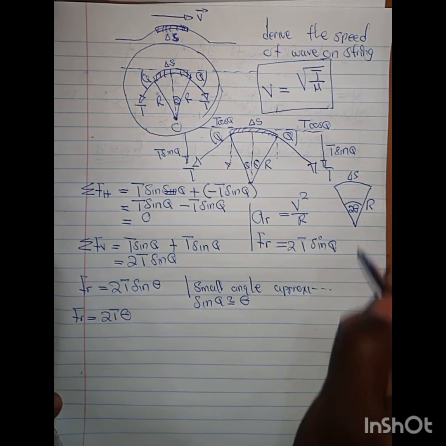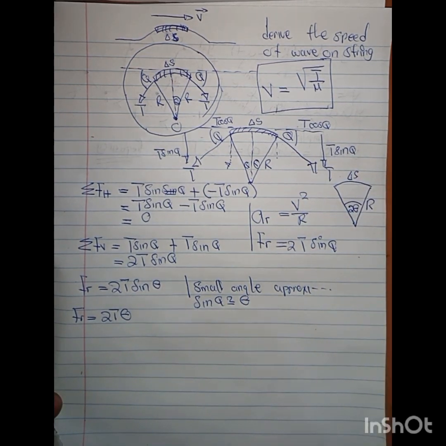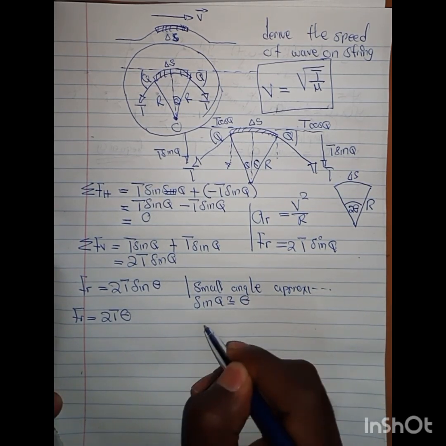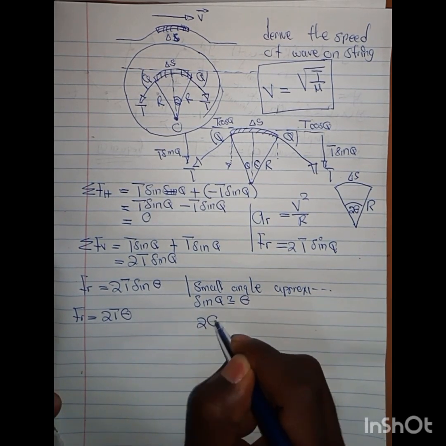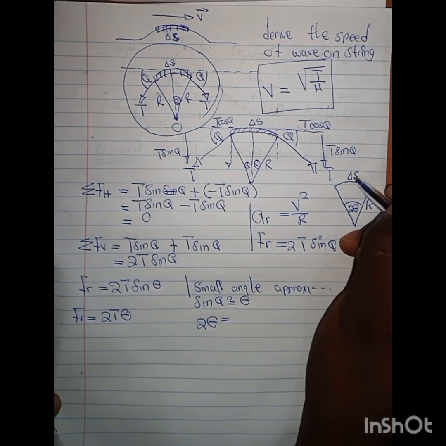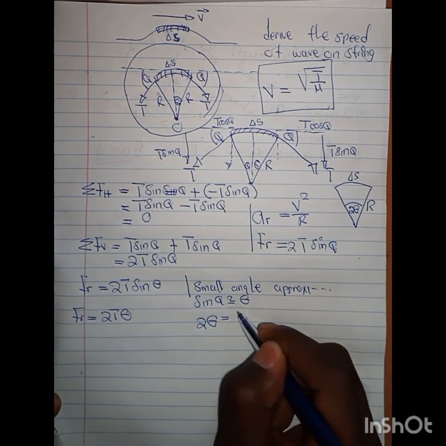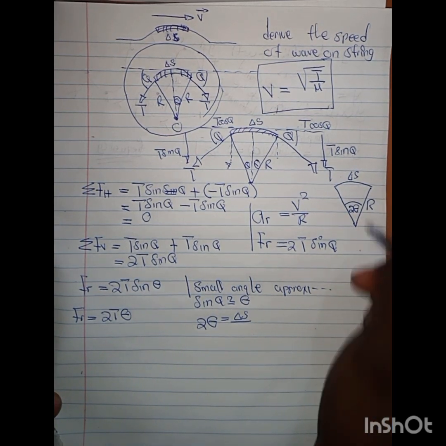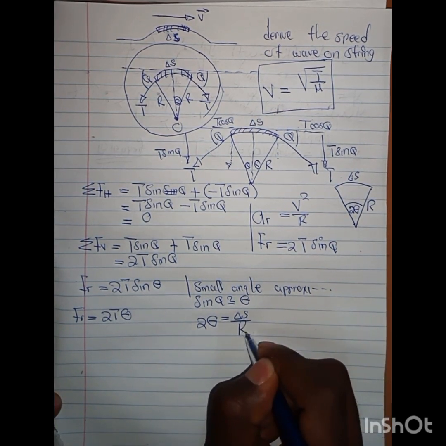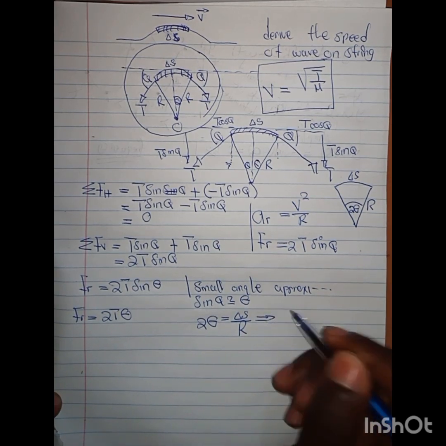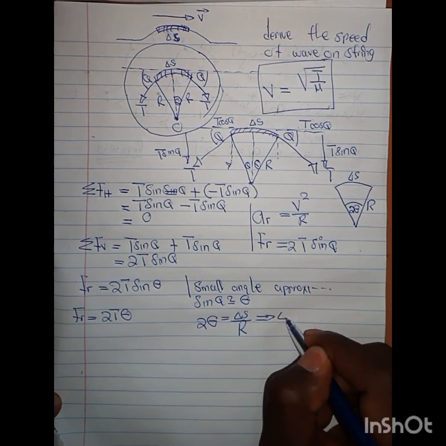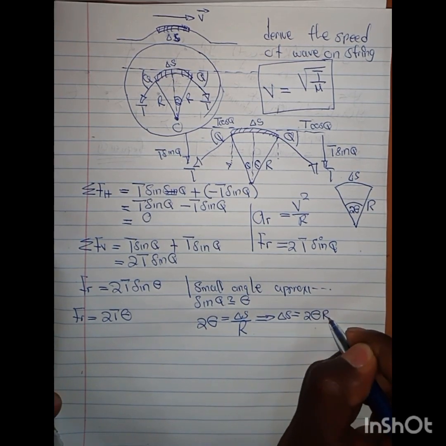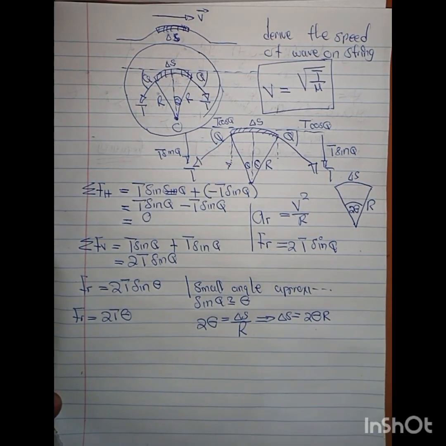We know that the angle of an arc is given by, let me write it down here, 2 theta equals the opposite part, which is the s, divided by the hypotenuse, which is the radius. So from what we have here, we can say that s is 2 theta multiplied by the radius.